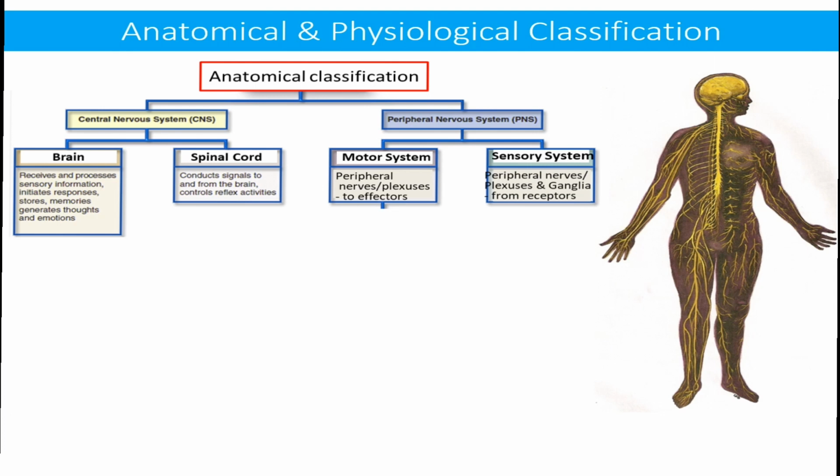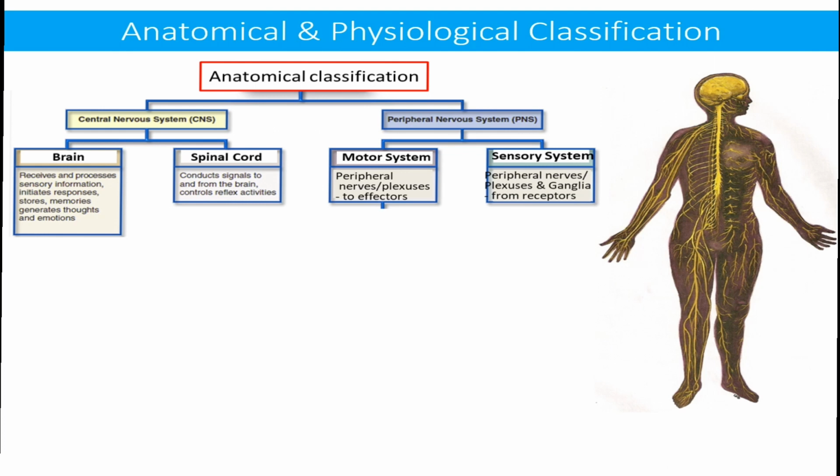Brain is responsible for processing of information received, initiate responses, stores memories, and generates thoughts and emotions. The second part, spinal cord, conducts signals to and from the brain and also controls the reflex activities.